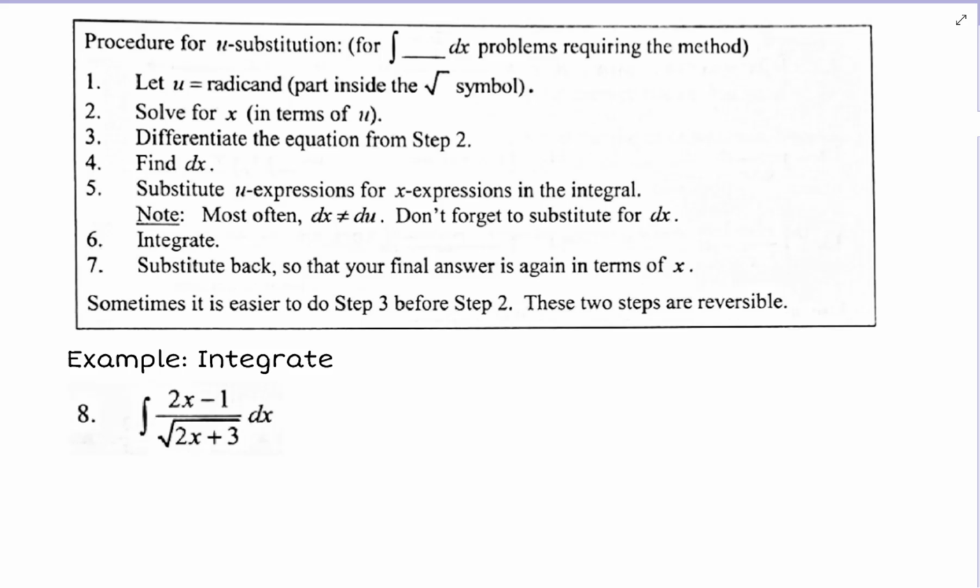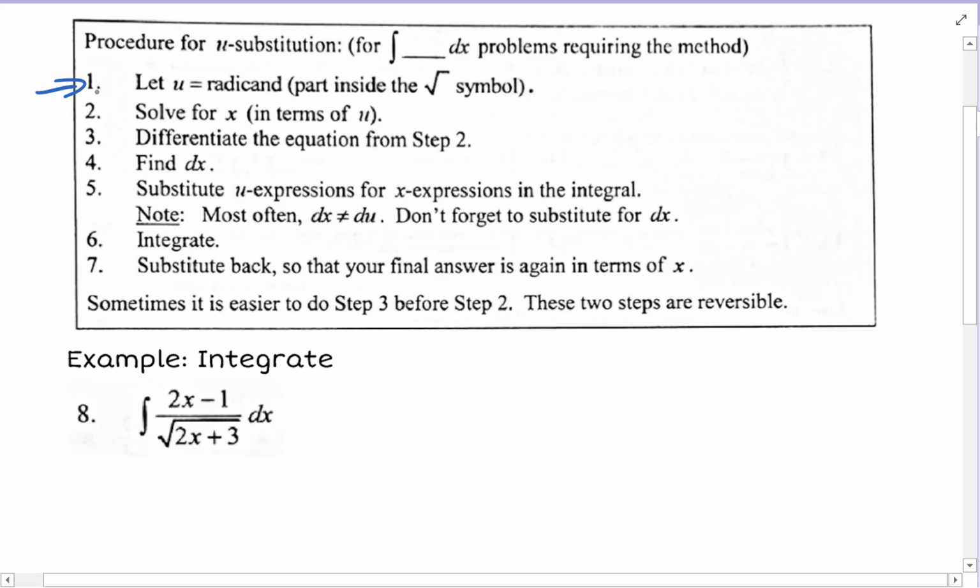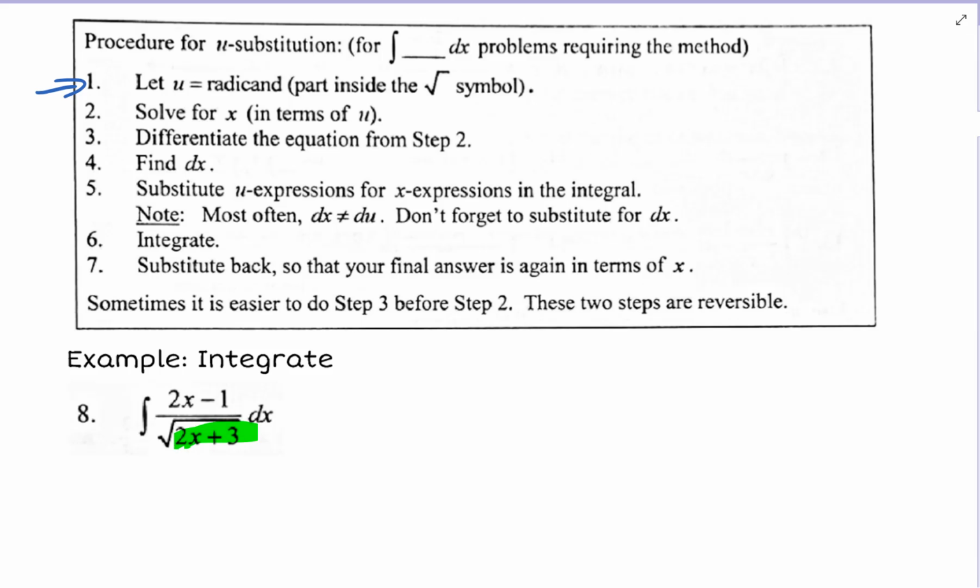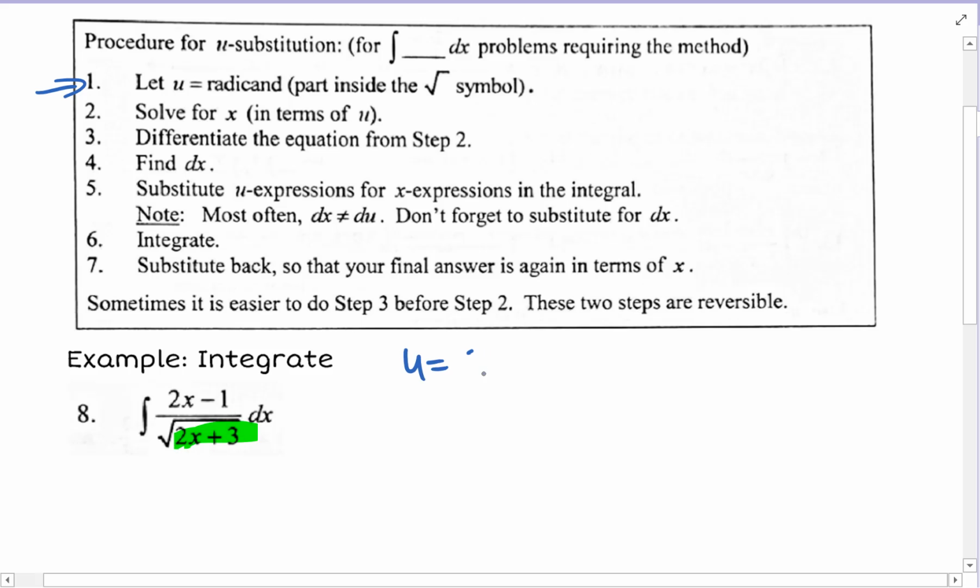Here is another example of an integral that would require u-substitution. Remember that we're going to let u be the radicand, the part that is under the radical. So in this case, u is equal to 2x plus 3. And then we're going to solve for x in terms of u.